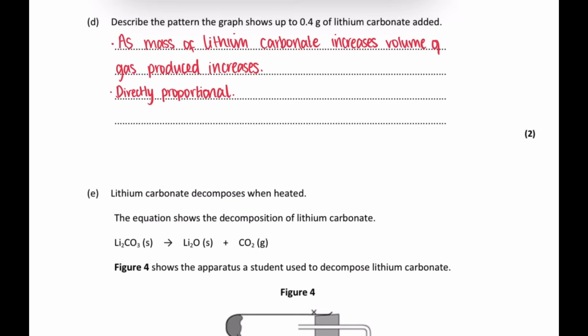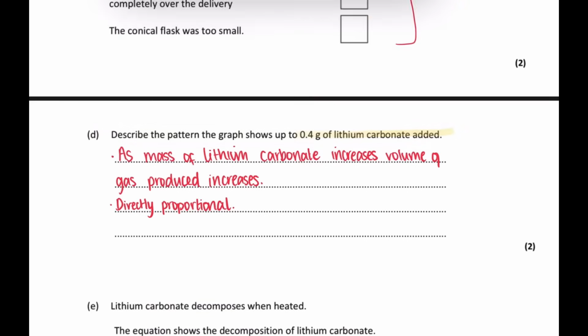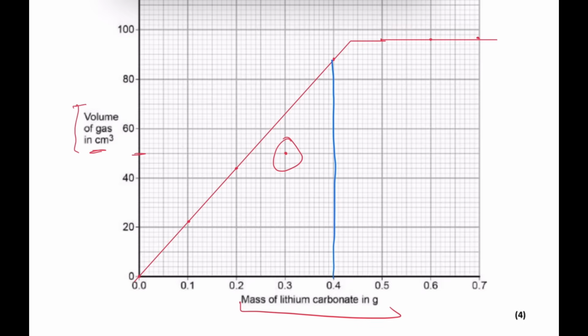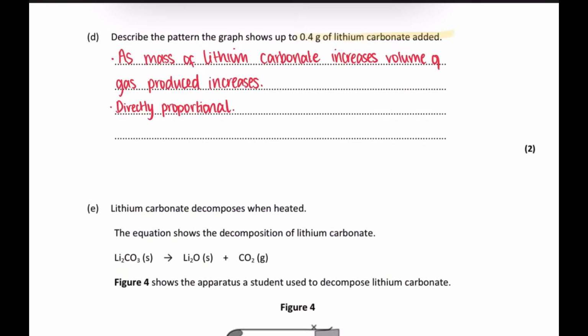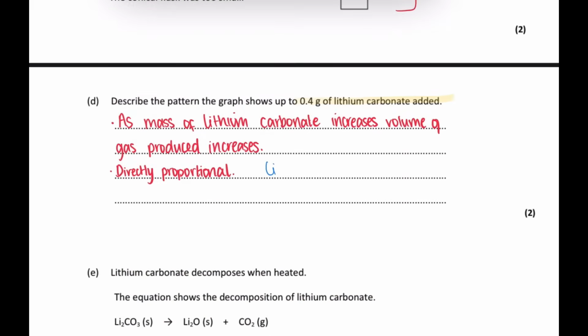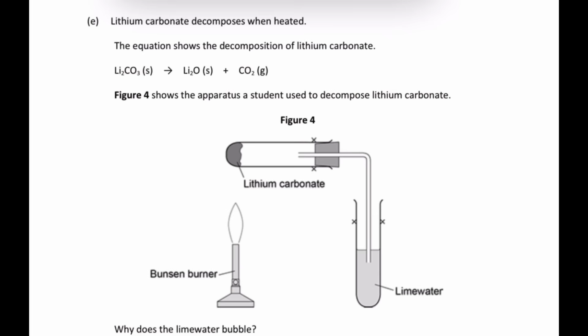D. Describe the pattern the graph shows up to 0.4 g of lithium carbonate added. 0.4 is over here, so we can see that it just goes up in a straight line. It is a positive correlation. So what we can say is as the mass of lithium carbonate increases, we know that the volume of gas also increases, so it is a direct proportion. It is completely linear.